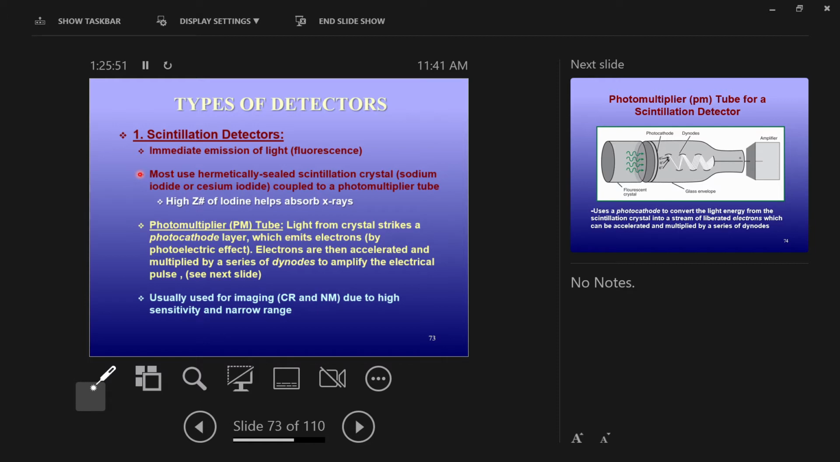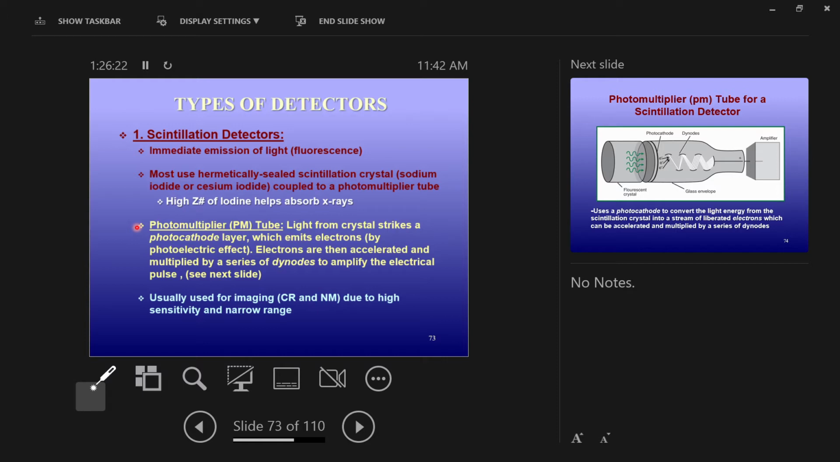So what you'll need to do is you need to have a scintillation detector that can light up when exposed to a source of radiation, and then you need a device that can take that light and convert it into an electric current. Okay? So for that reason, scintillators are attached to something called a photomultiplier tube. Photo for light, multiplier for making more of it.